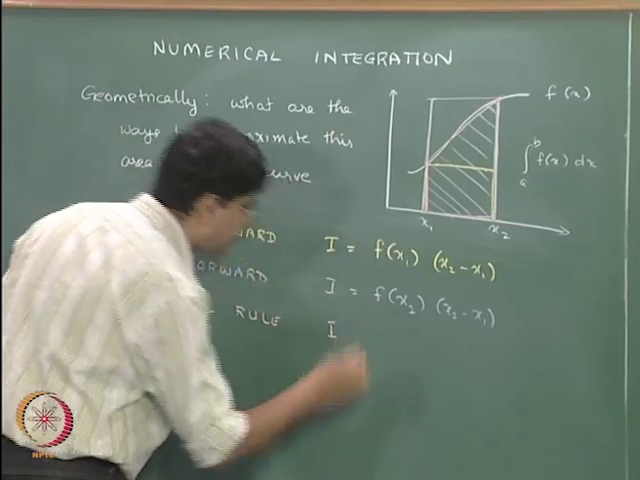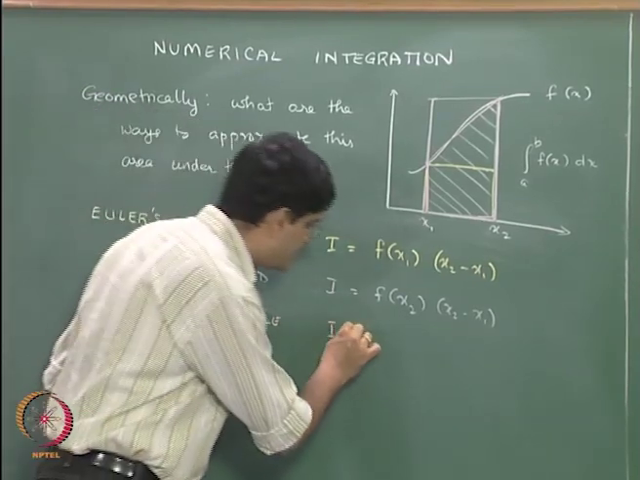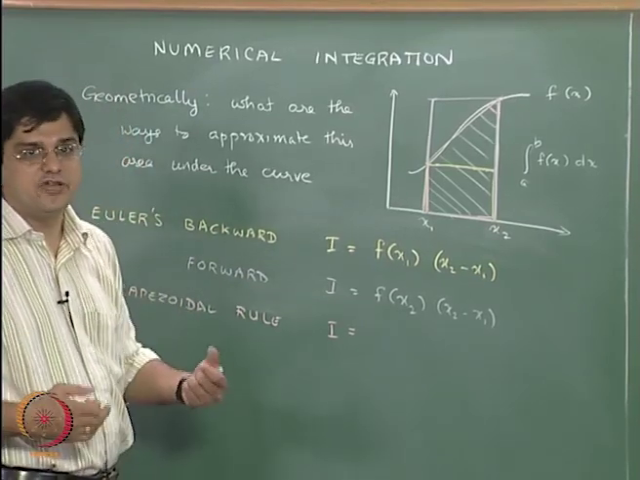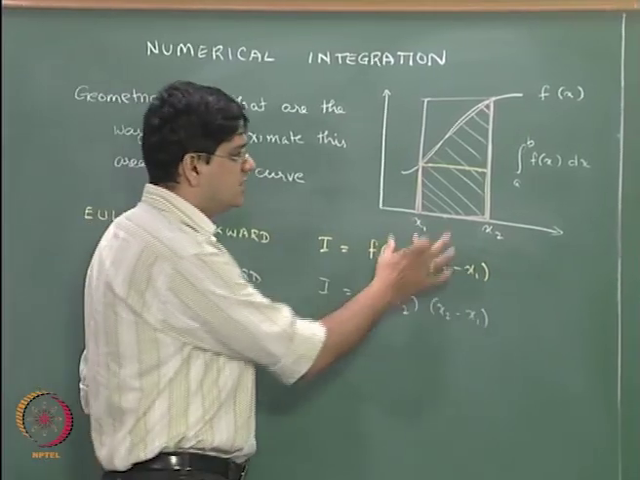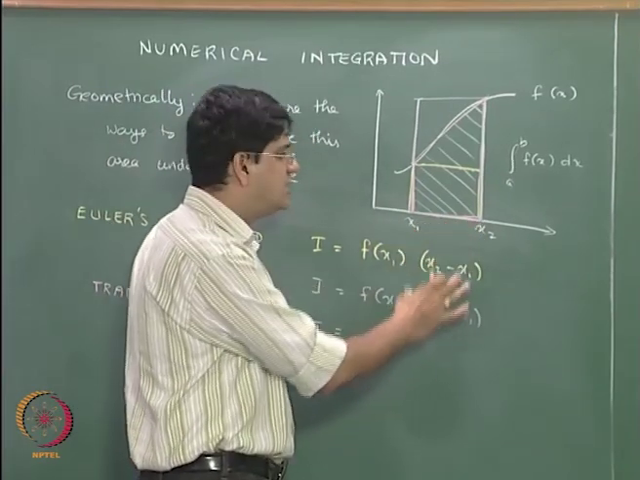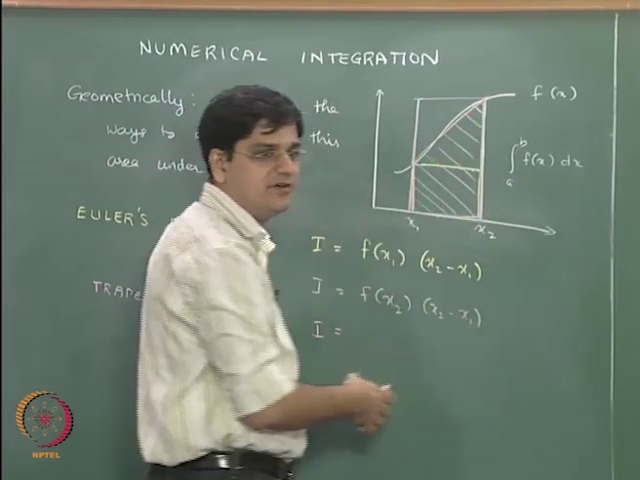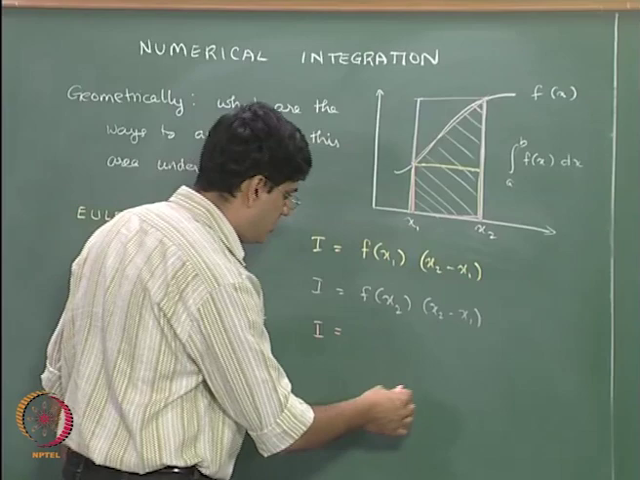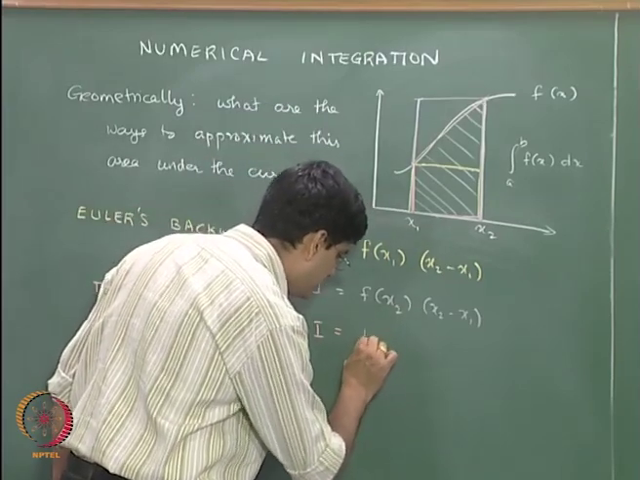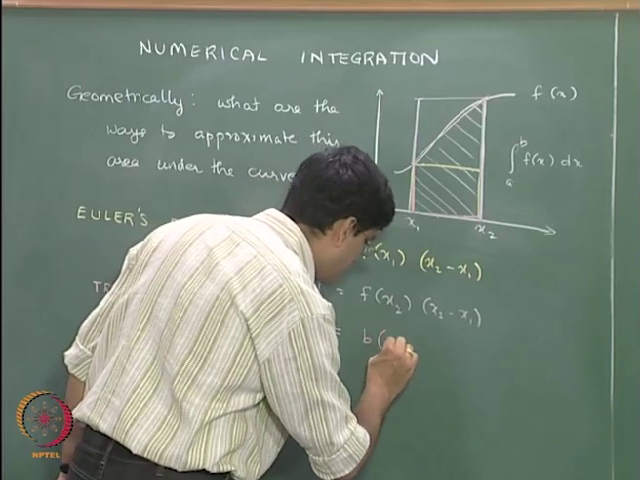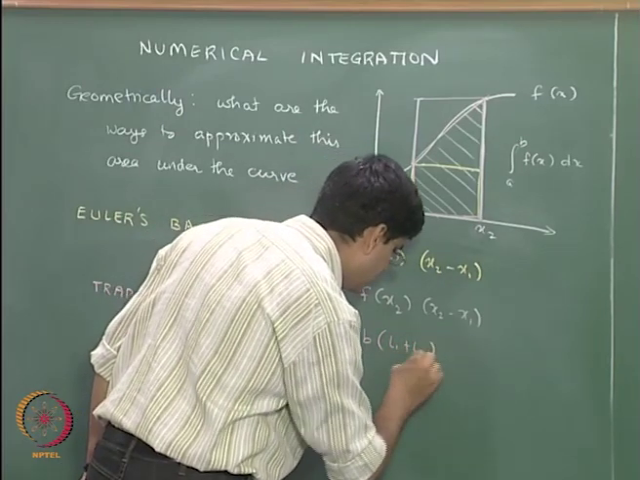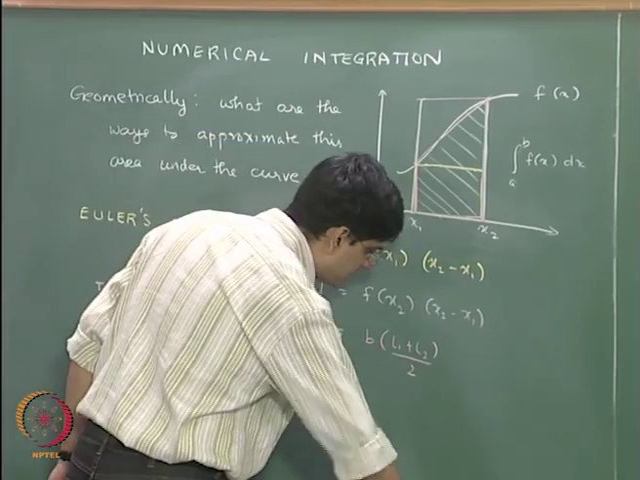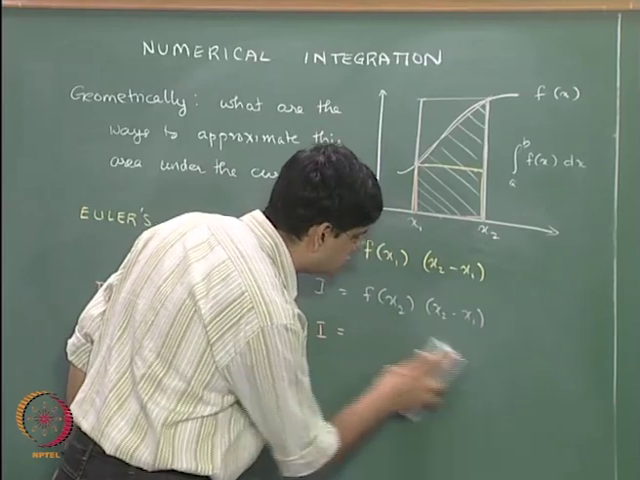Okay. And in the trapezoidal rule, I is going to be equal to the area under the trapezoid. The area under the trapezoid, if we remember from our basic geometry, is nothing but this length multiplied by this length plus this length divided by 2. So the trapezoidal area is going to be b, that is the breadth, multiplied by L1 plus L2 divided by 2, that is the area under a trapezoid. We will substitute those values over here.